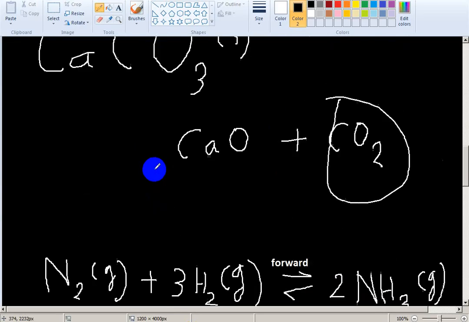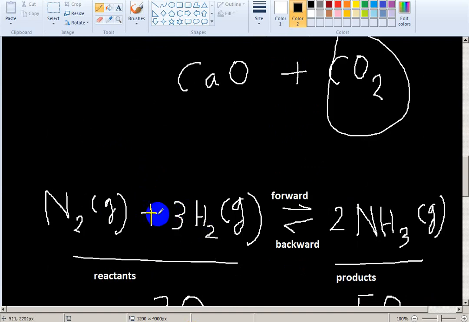This is an exothermic reaction. I know this exothermic reaction. For this reaction, if we increase temperature, the reaction will move from left to right.